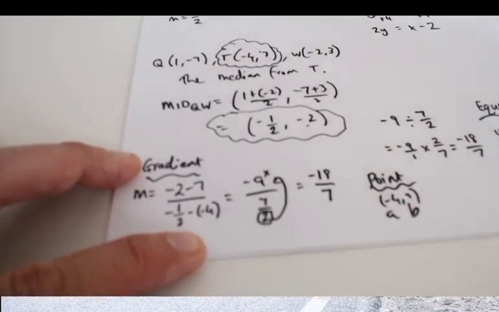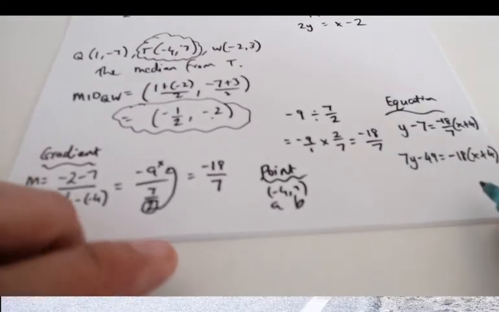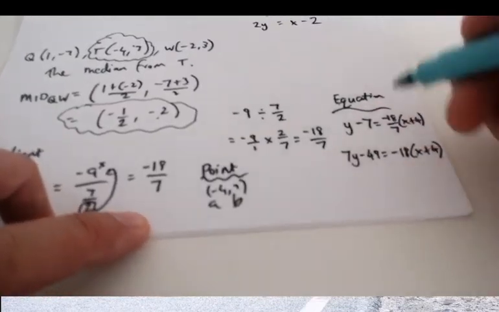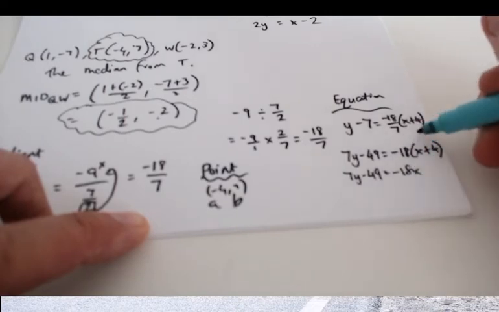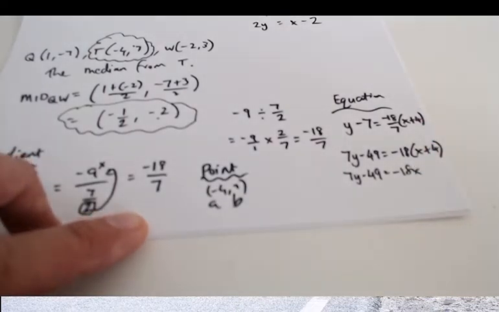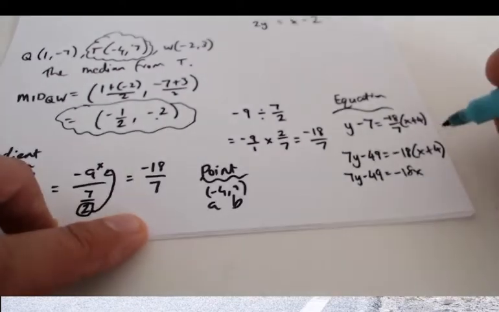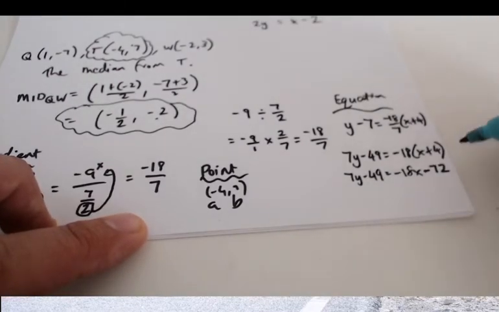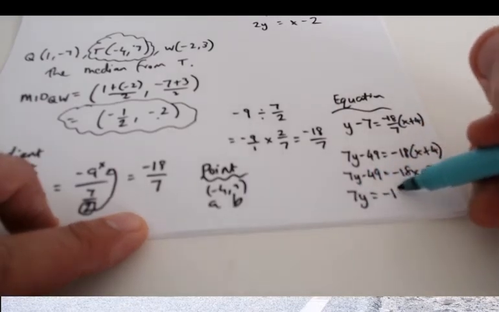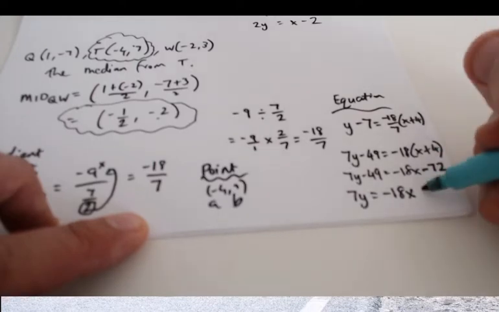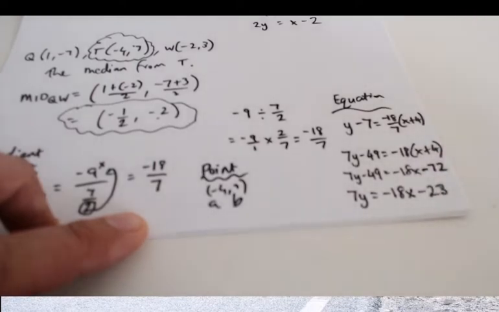I'm going to multiply this through by 7 to remove the fraction. It's unusual we've got such a large number here, but that's just fine, it doesn't really matter, we just deal with the numbers that we've got. 7y take away 49 will equal minus 18x, multiply out the bracket, minus 18 multiplied by 4 is going to give me 72, minus 72. I'll add 49 to both sides, and that will give me minus 23.